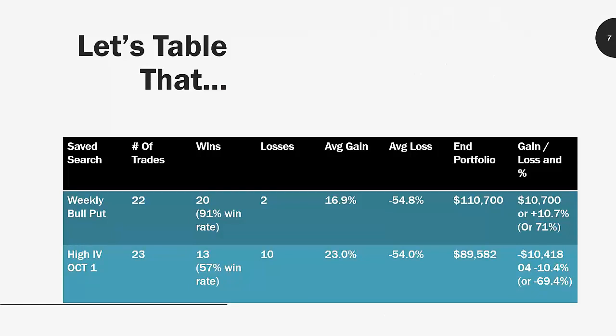Now let's just table that for a comparison. The weekly bull put up at the top here, we had 22 total trades over this 3-month time period, 20 wins and 2 losses, so we had a 91% success rate.